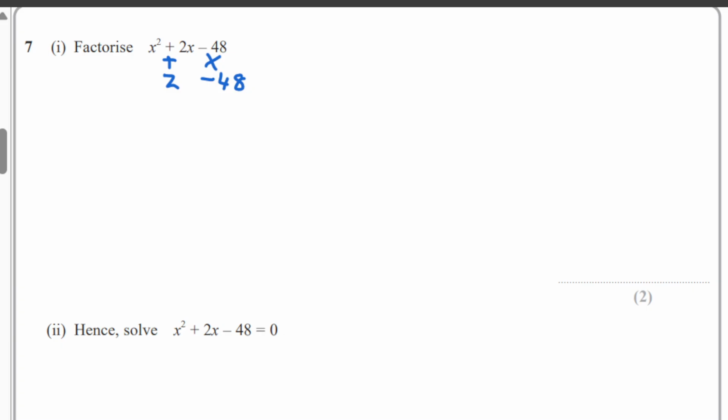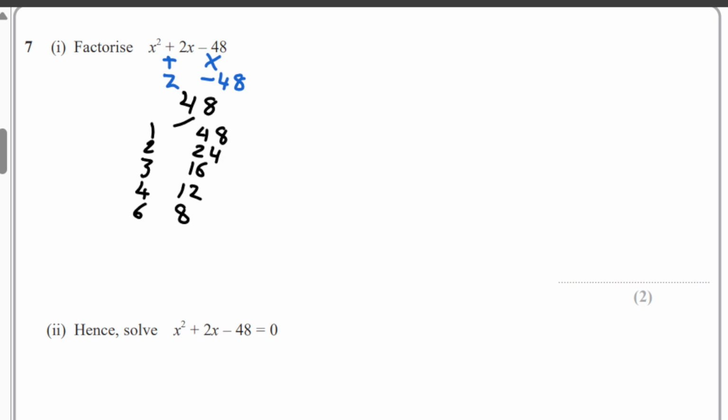So what are these numbers? To know these, think of the factors of 48. It's 1 and 48, 2 and 24, 3 and 16, because 48 divided by 3 is 16. And then 4 and 12, 6 and 8, and I think that's all.